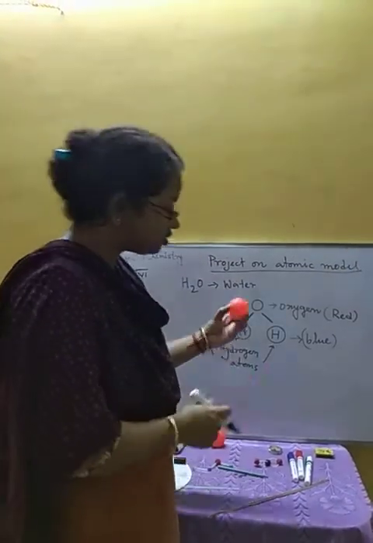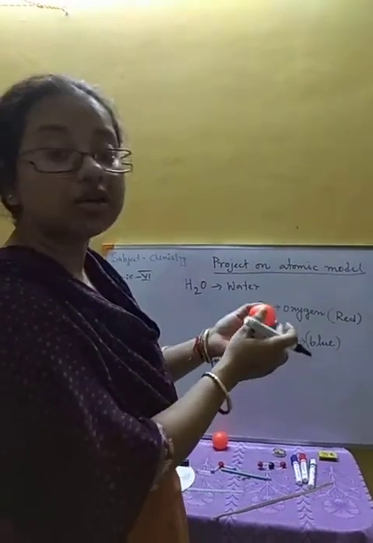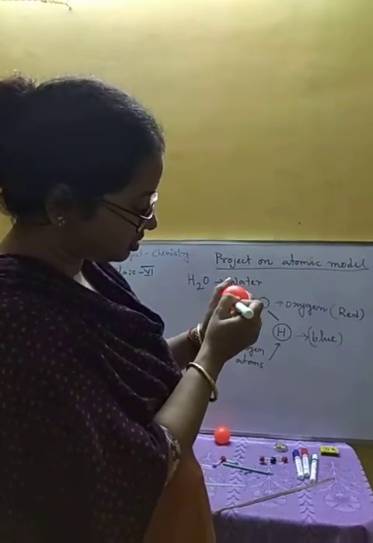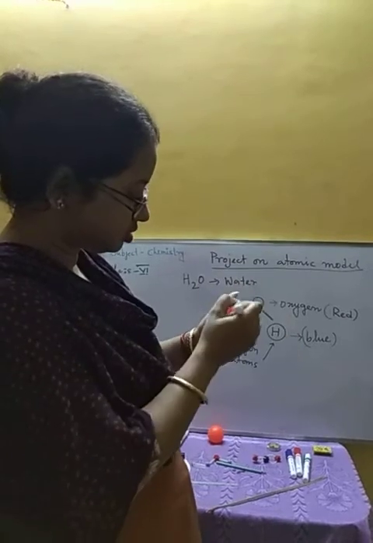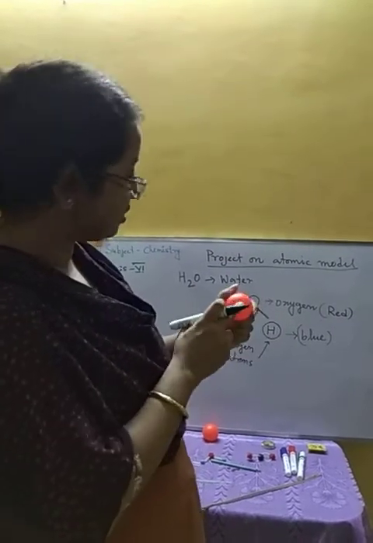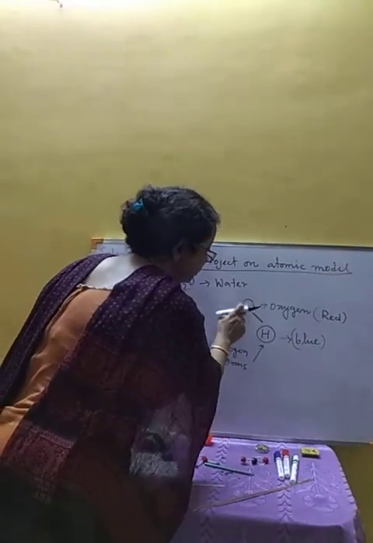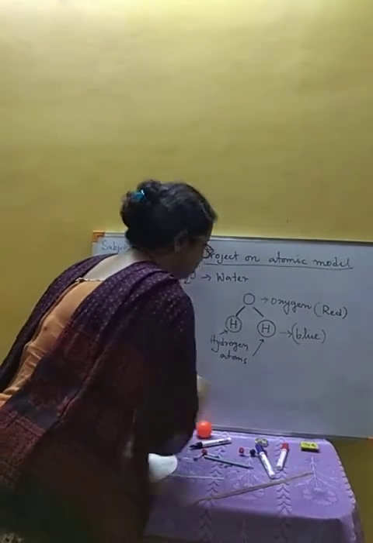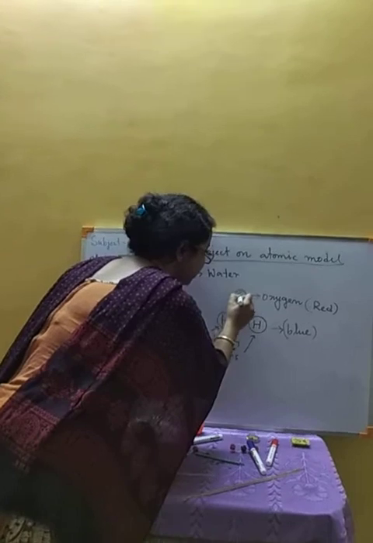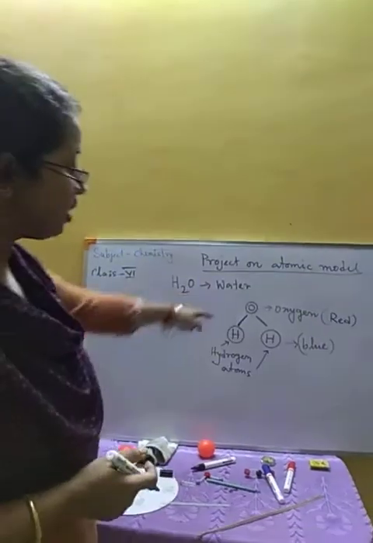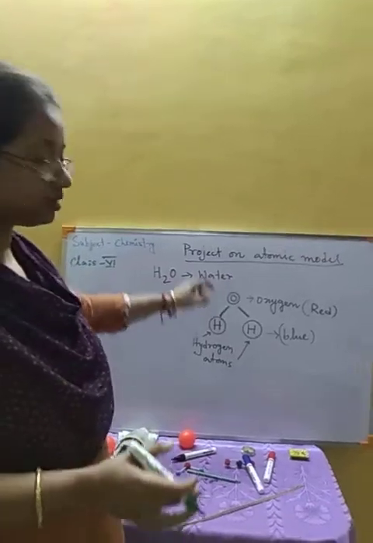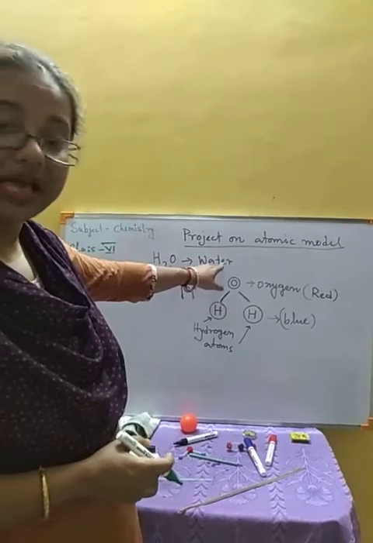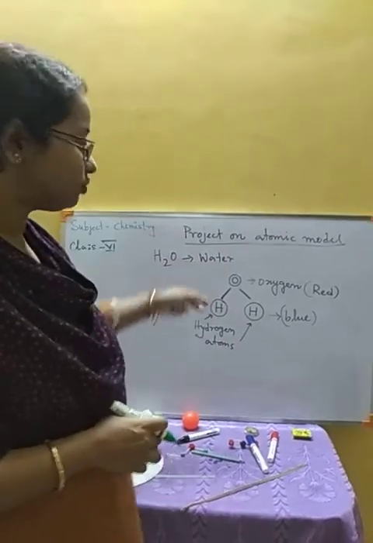And then after making the model, suppose this is our hydrogen, or this is our oxygen, suppose. If this is the oxygen, then here you have to write O, with black color or with any color. This is the symbol for oxygen. So the symbol of that particular element you have to write on that particular atom, so that it can easily be understood what it is.